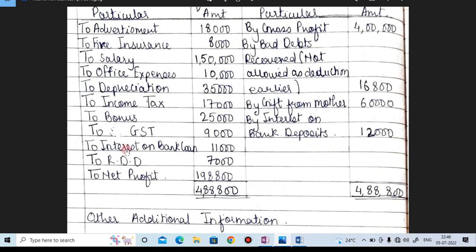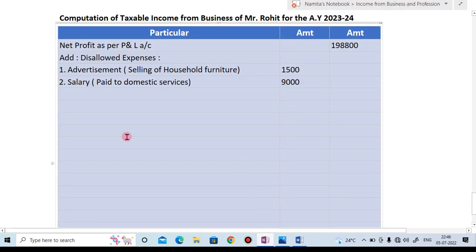So you can see in the format, excess of depreciation means the extra is a disallowed expense. Depreciation in the P&L account is given as 35,000. Income tax rule is saying that depreciation allowed is 32,000. That means 35,000 minus 32,000, 3,000 is excess of depreciation. So this is excess of depreciation, that means it is disallowed expenses.